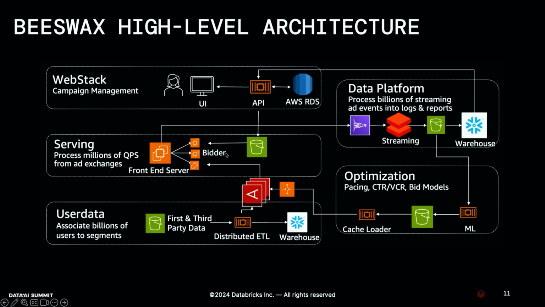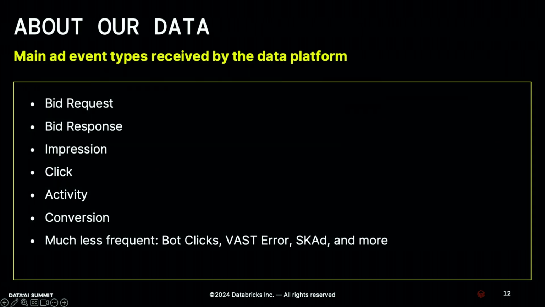Then, the serving platform's front-end server relays those auction-related ad events to the data platform. The serving platform also has an event server, not shown here, that collects post-auction events such as impressions, clicks, and conversions, and relays them to the data platform as well. This enables the data platform to provide reporting, analytics, and streaming ad log delivery for our customers, and to store the data in our warehouse that acts as the single source of truth for our data.